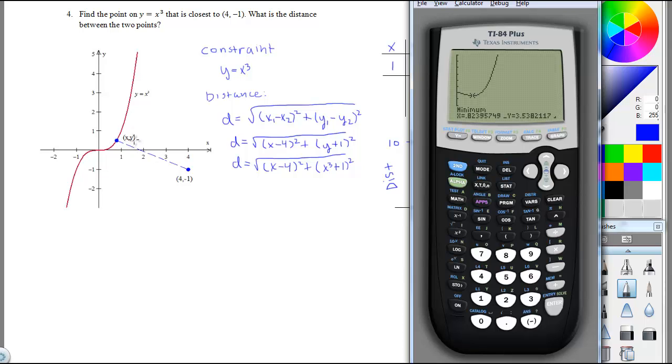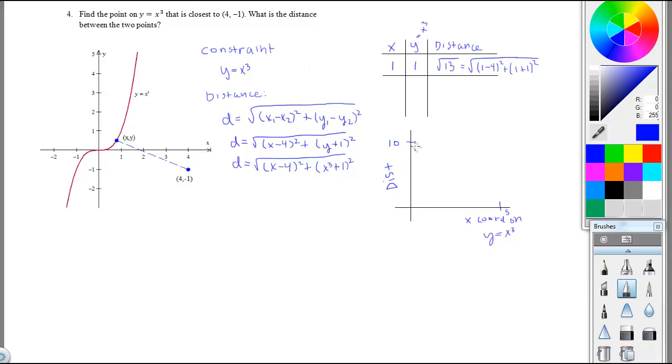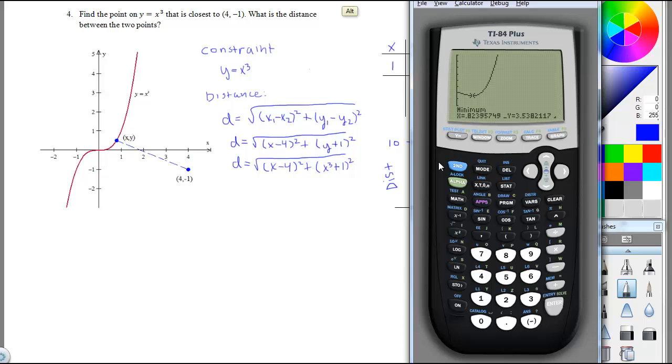I don't know what the y value of the point is, but I can find it because I know that y is equal to x cubed. But remember that this is x's distance. So this point here is 0.82. The x value of the point on the function is 0.82, giving us a minimum distance of 3.538. So I have a graph that looks about like this. And the minimum distance, or the minimum x value, was 0.824.